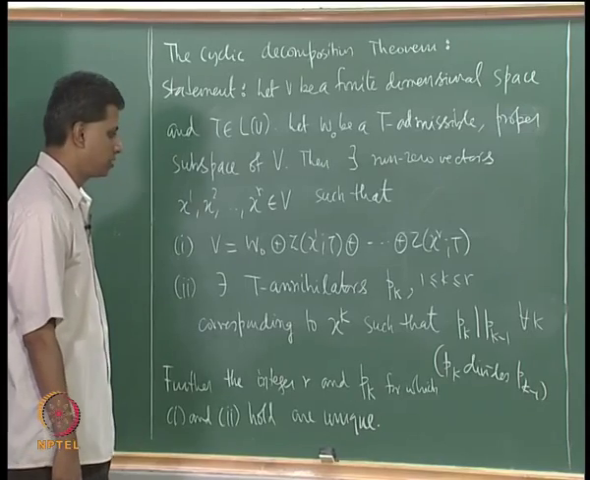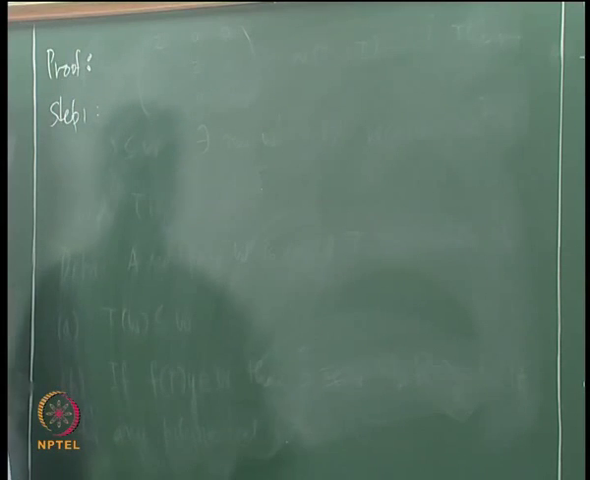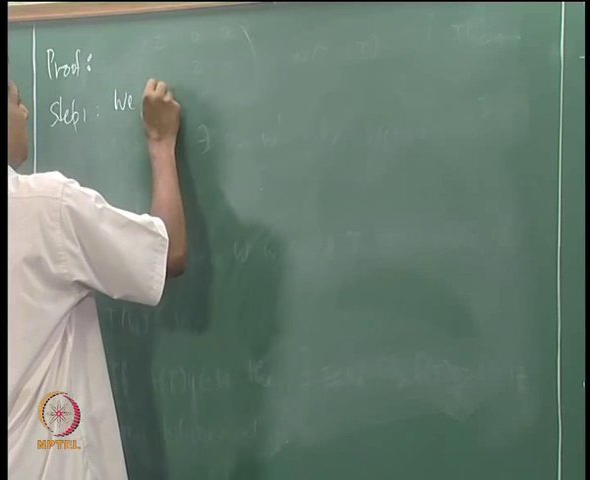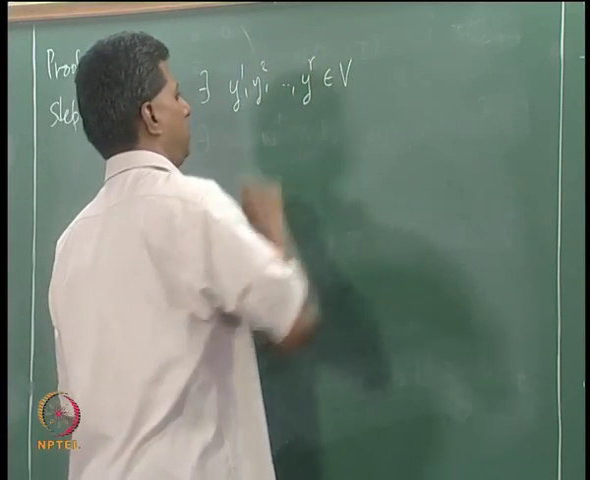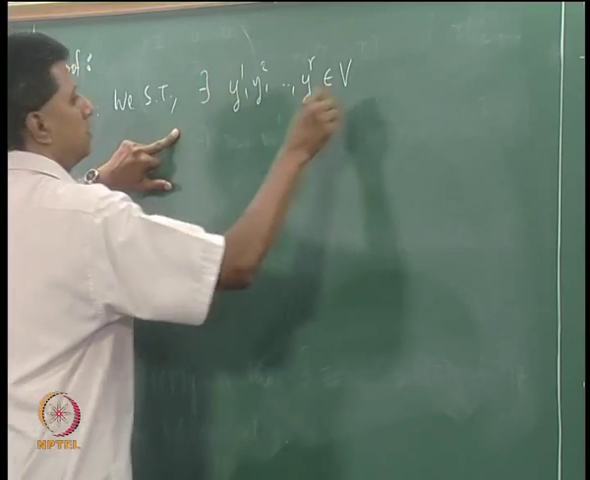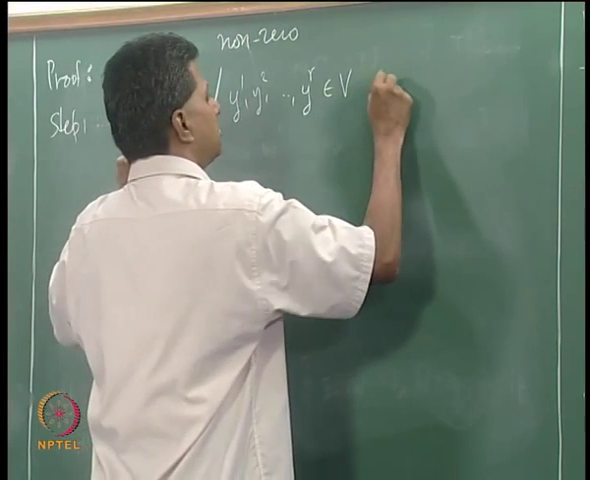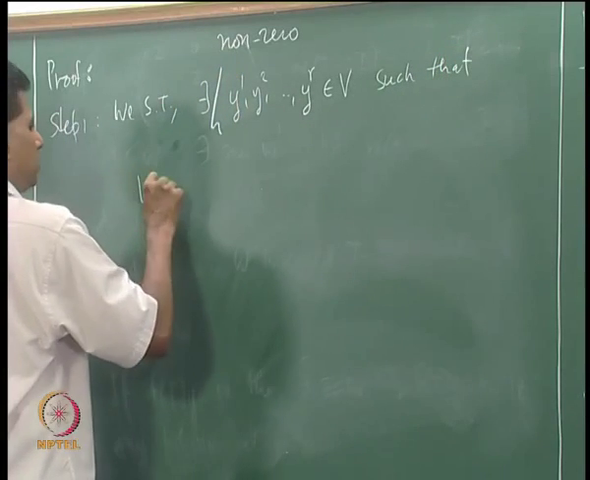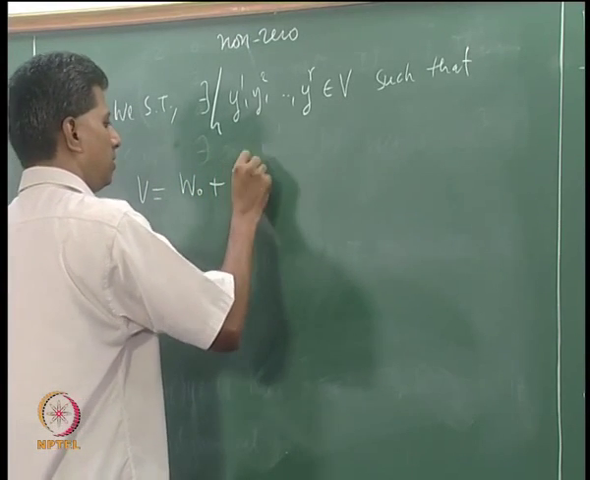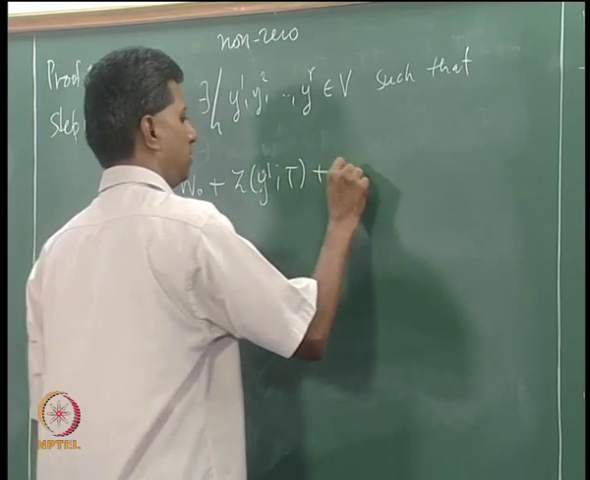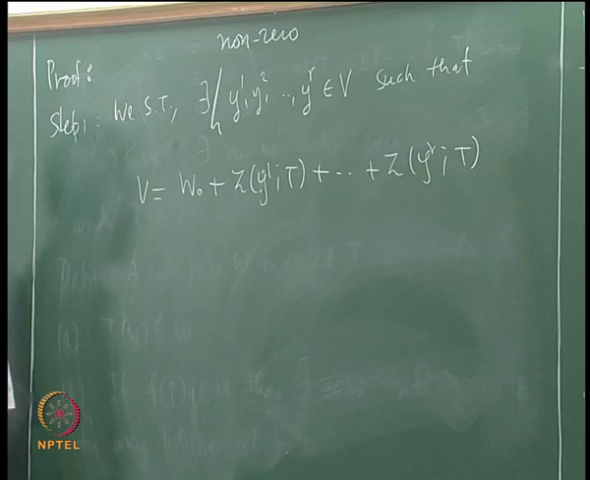There are 3 steps here. As I mentioned, the proof has 3 steps. First step is to show the following. Step 1, we show that there exist non-zero vectors y1, y2, etc., yr in V such that V is the sum W0 plus Z(y1;T) etc. Z(yr;T). Note that this is not the direct sum, just the sum. This is the first condition.